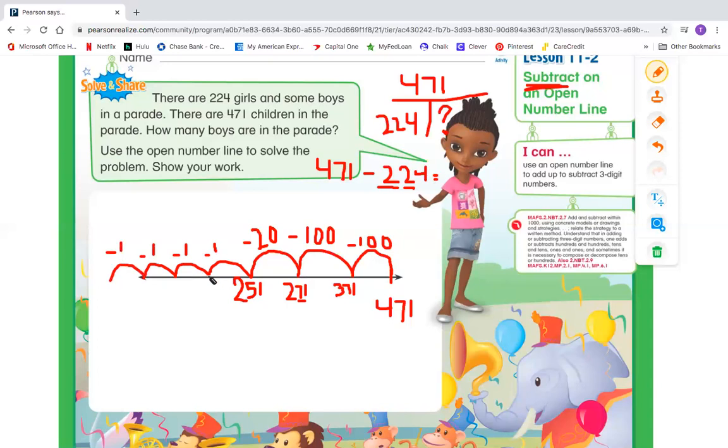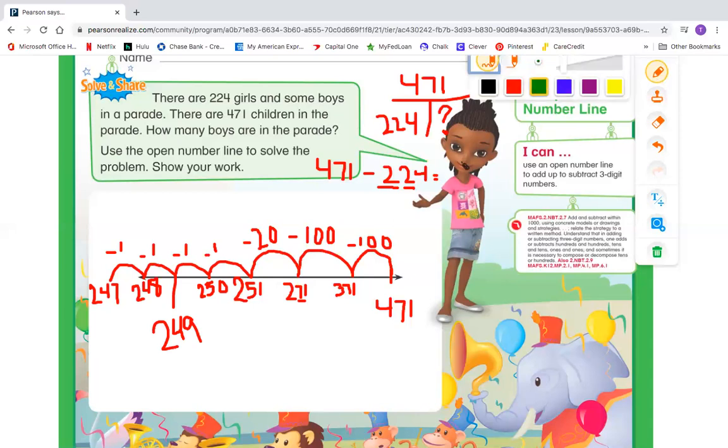So now here I'm going to be at 250 because I take away 1. What would go right before 250? 249, 248, and I would land on 247. So my answer would be 247.